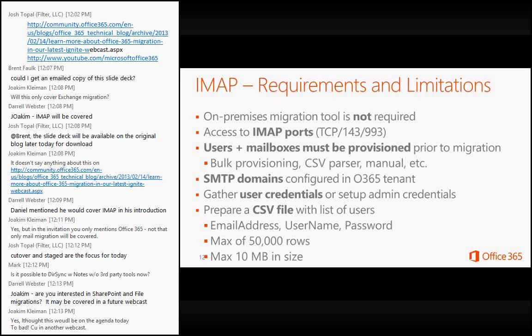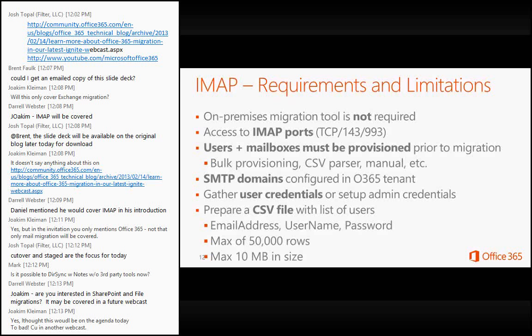We've also mentioned that the users and mailboxes must be provisioned prior to migration. We said we can do that through CSV files, manually, or PowerShell, but essentially we still have to provision the accounts before we do the data migration. Register all of the SMTP domains in the Office 365 tenant to make sure that none of the domain names are stripped off as we go through the migration.